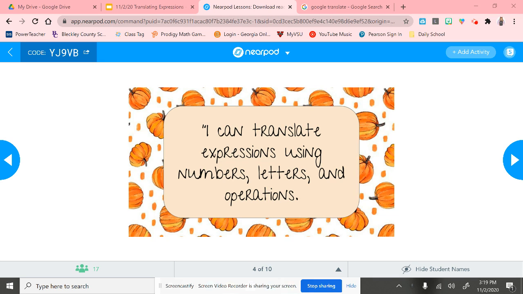Alright, I need a volunteer to read our I can statement for today. I can translate expressions into numbers, letters, and locations. I can translate. What does translate mean?